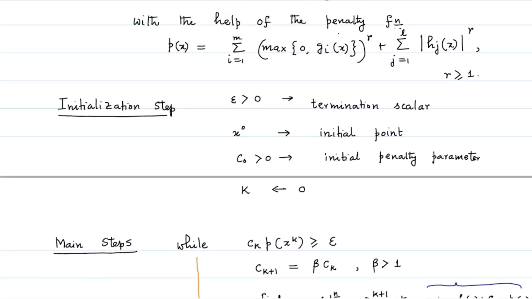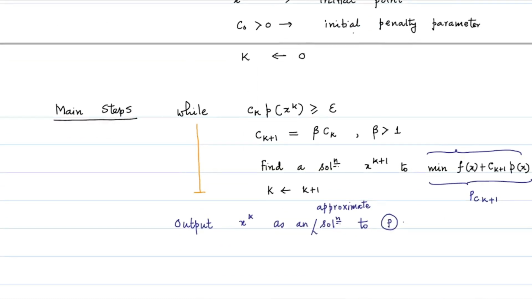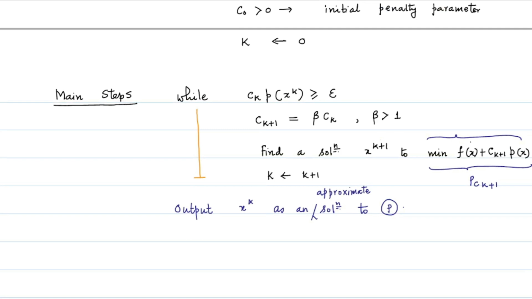You notice that if I just consider the value of r equal to 1, then this P(x) is going to be a non-smooth function. So to find a solution x_{k+1} to this unconstrained optimization problem, we may employ any of the unconstrained optimization algorithms that we have described earlier, provided this objective function is smooth. Here, this step, finding a solution, is a crucial step, and that involves quite a bit of computational cost to execute this penalty algorithm.